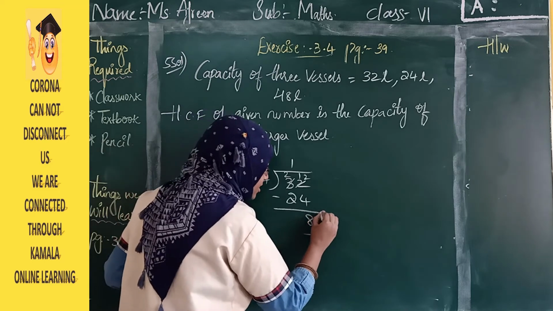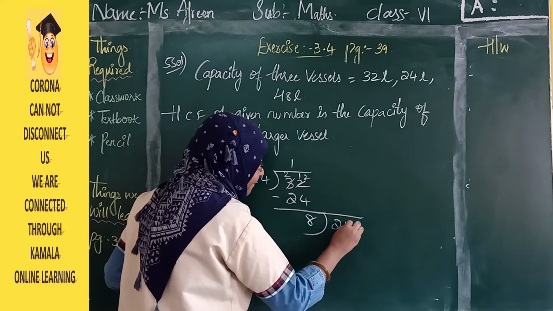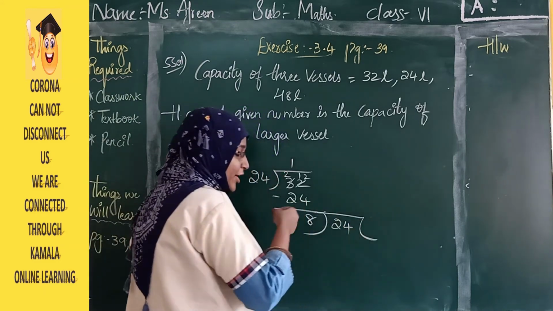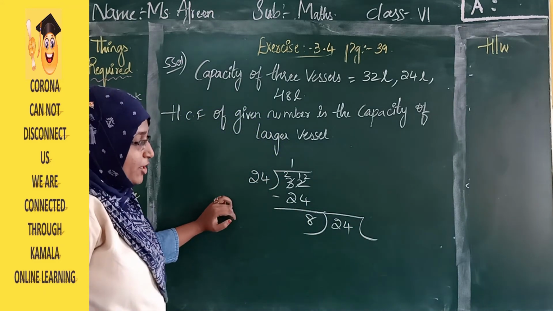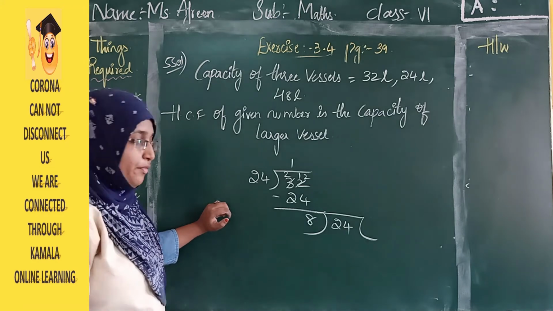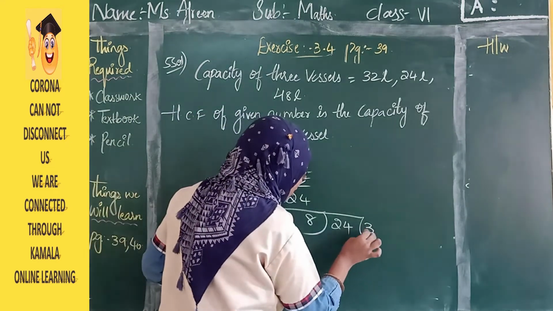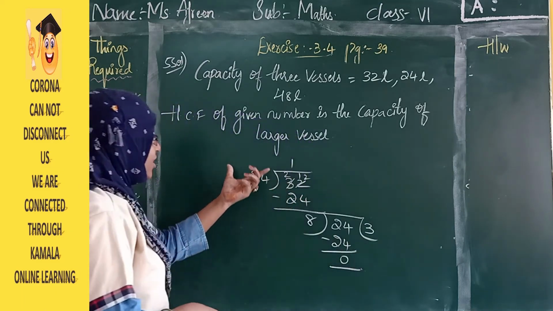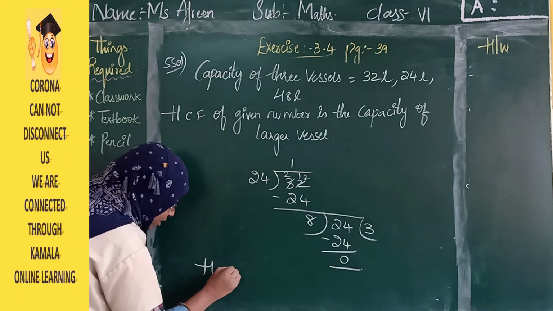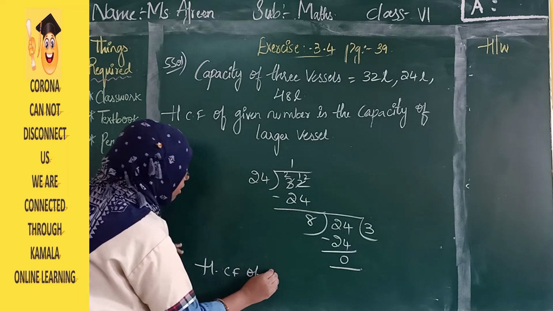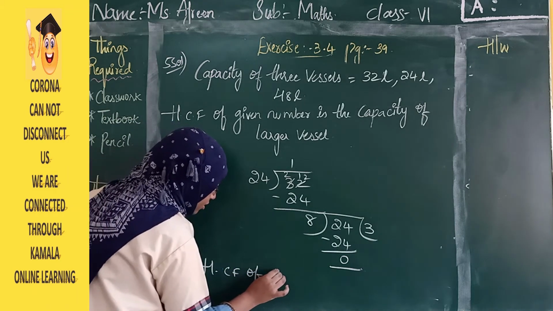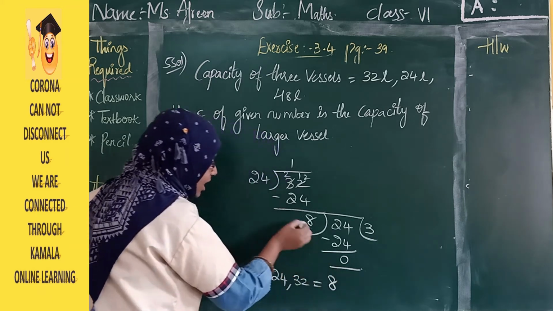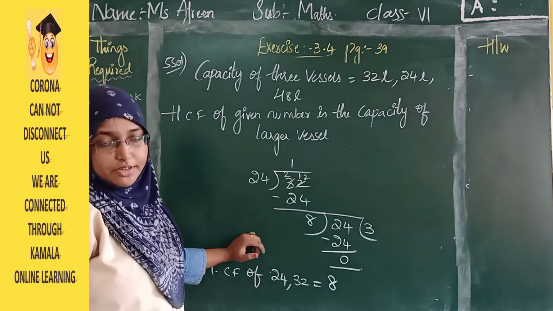Now this 8 becomes our divisor and our 24 will become our dividend. Right? In the 8 table, when do we get 24? 8 ones are 8, 8 twos are 16, 8 threes are 24. 24 minus 24 is how much? 0. Now our HCF of the first two numbers, HCF of 24 and 32, is how much? 8, because the last divisor is 8.